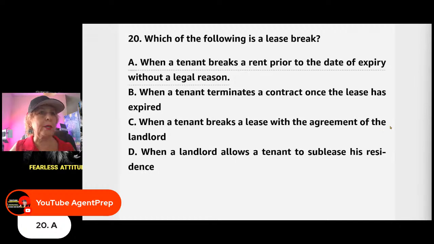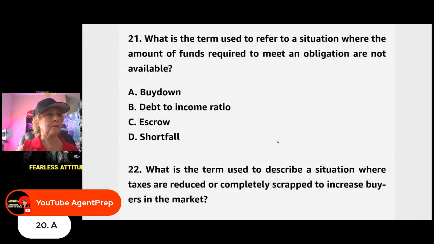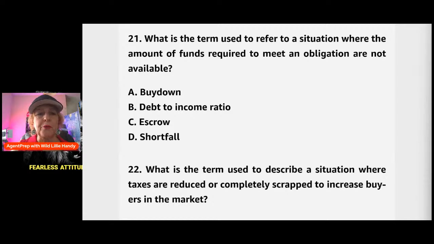All right, number 21. What is the term used to refer to a situation where the amount of funds required to meet an obligation are not available? A, buy down, B, debt to income ratio, C, escrow, or D, shortfall? What is the term used to refer to a situation where the amount of funds required to meet an obligation are not available?